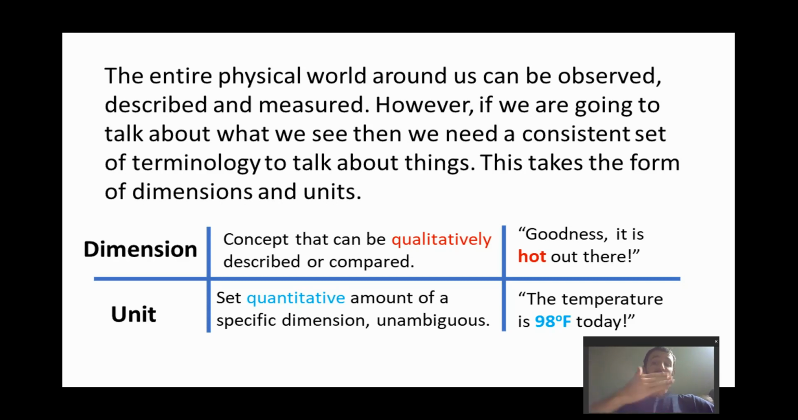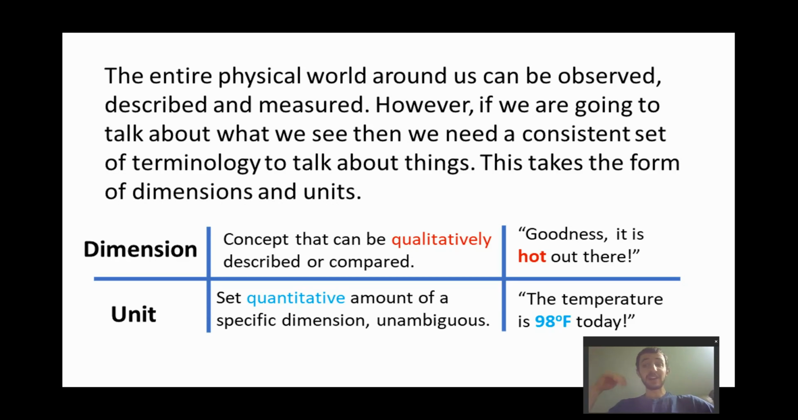So units. Units are how you measure dimensions. They're a set quantitative amount of a specific dimension, and they're unambiguous. The temperature is 98 degrees Fahrenheit today. Well, that is indeed hot for most people. Maybe it's cool for somebody. I feel sorry for you, person. But you know what 98 degrees Fahrenheit is.